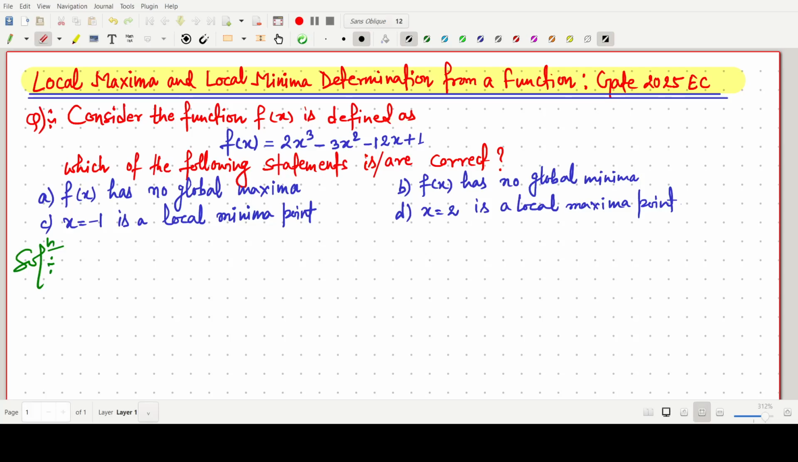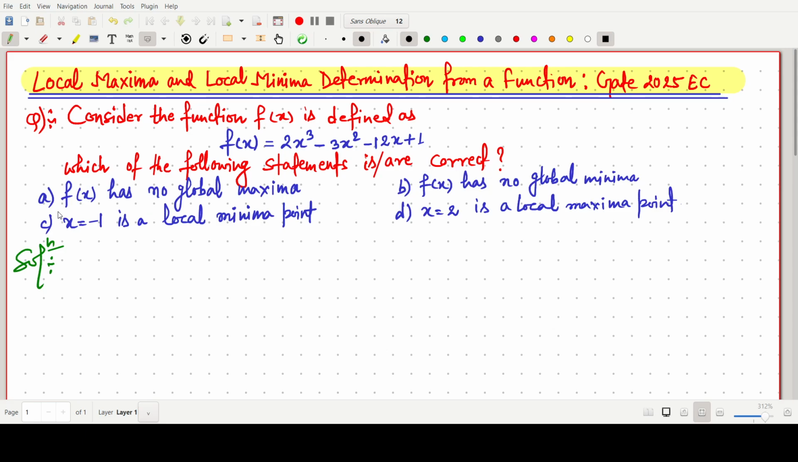Welcome everyone. In this video lecture, we will solve a GATE 2025 EC question which is based on the local maxima and local minima determination from a function f(x). The question is: consider the function f(x) defined as f(x) = 2x^3 - 3x^2 - 12x + 1. We have to identify which of the following statements is or are correct.